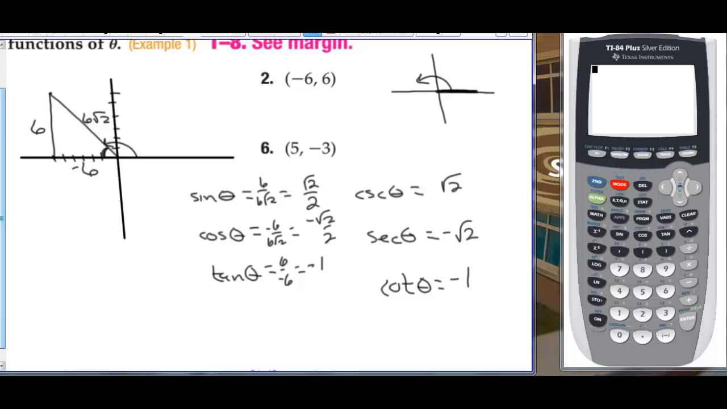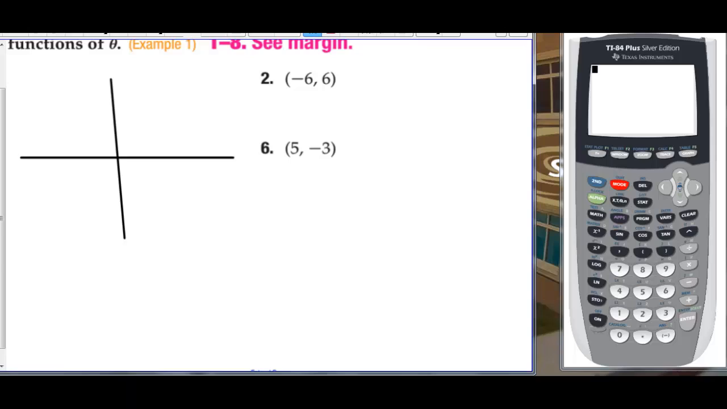All right, find some white space. I'm just going to delete that. Just find some white space on your paper. We got 5, negative 3. 1, 2, 3, 4, 5. 1, 2, 3. I don't know what this angle is. 5, negative 3 is nothing special. It's some angle. But really, we're trying to find out the information about that angle right there.